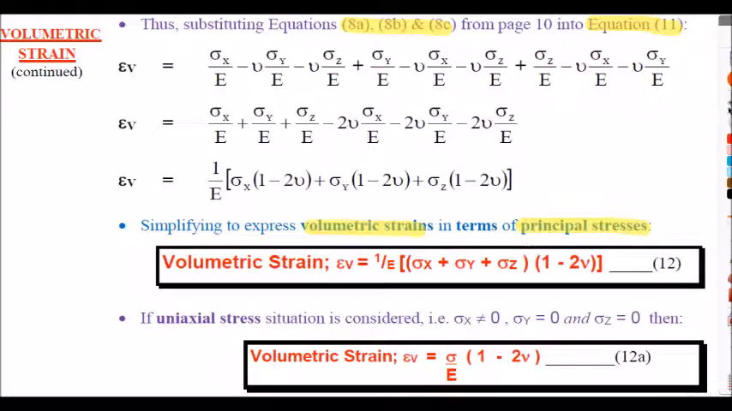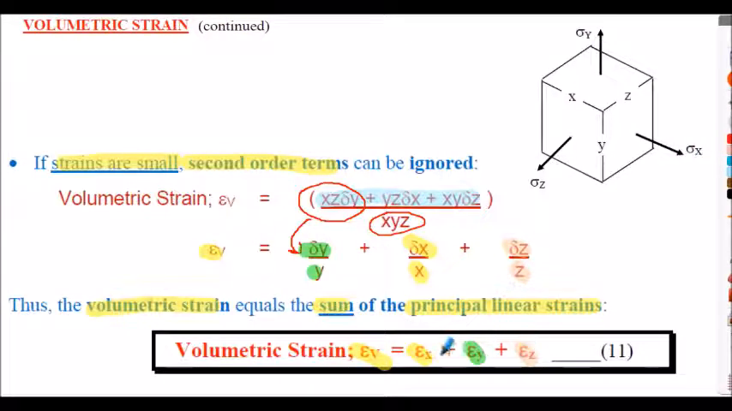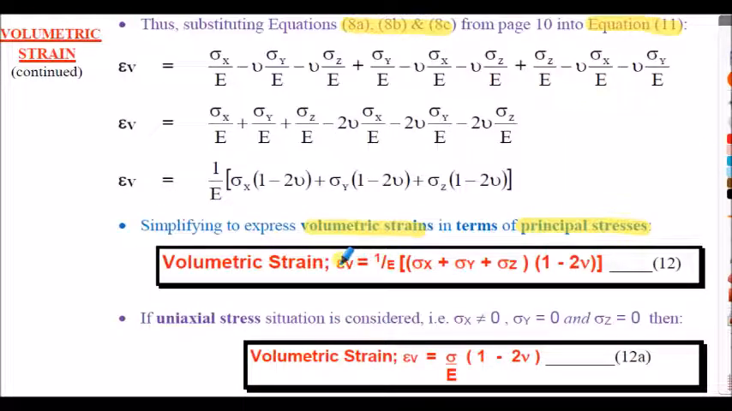Okay, so this was volumetric strain in terms of strains, and this is another expression of volumetric strain, but in terms of stresses, the x, y and z stress here and the Poisson's ratio. It's another equation for working out volumetric strain. Okay, so it's just another variation, but the stresses are involved here.